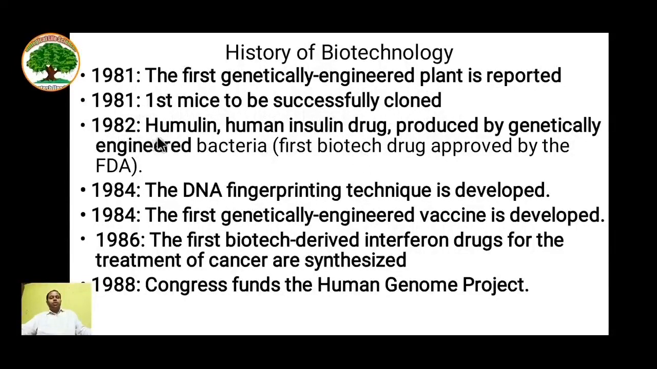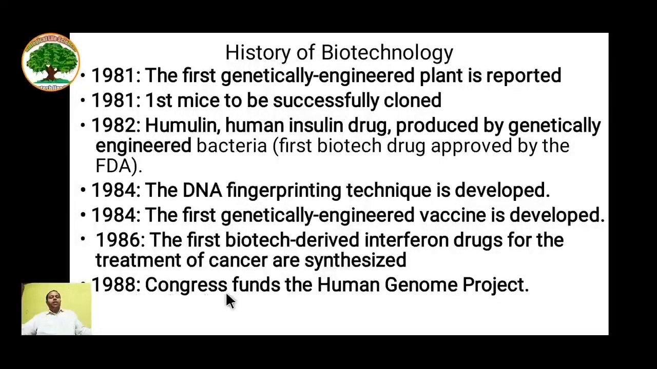In 1982, humulin, that is the human insulin drug produced by genetically engineered bacteria, the first biotech drug, is approved by the FDA. This drug, human insulin, was produced by a company called Eli Lilly in America. In 1984, the DNA fingerprinting technique was developed by Sir Alec Jeffreys. In 1984, the first genetically engineered vaccine is developed. In 1986, the first biotech-derived interferon drug for the treatment of cancer is synthesized.